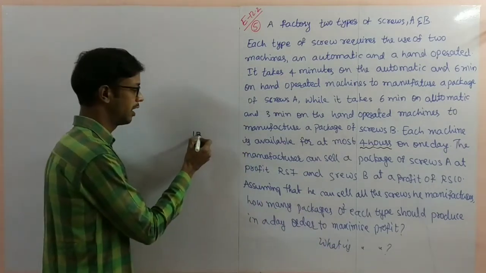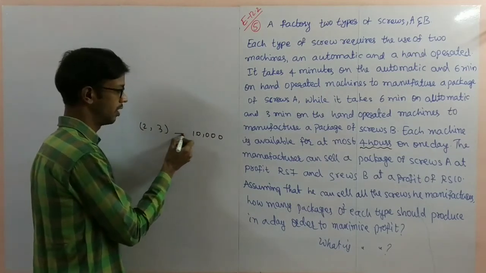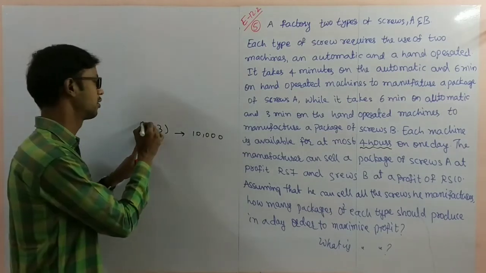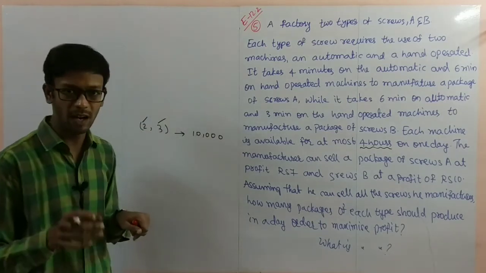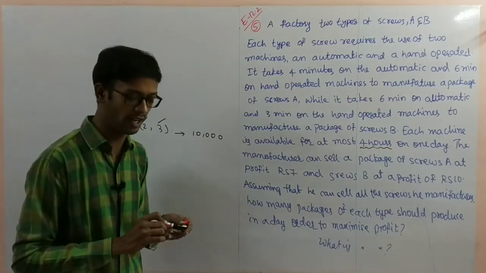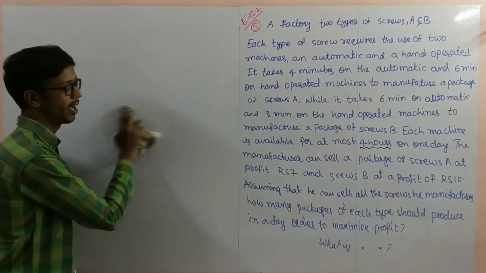For example, I am telling you: 10,000 profit at 2 comma 3 means what is the answer here? 10,000 is the maximum profit, and screws A is 2 packages and screws B is 3 packages. Like that you have to write the final answer, clearly mentioning that. So now first convert this total theory into a table.